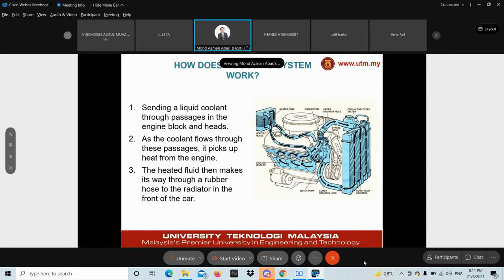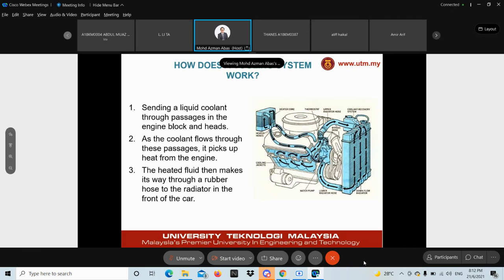So how does a cooling system work? Basically, it sends the coolant through passages in the engine block and also the cylinder head. Most importantly, it has to go through the cylinder head, because the cylinder head has the highest temperature compared to the other components. As the coolant flows through these passages, it absorbs heat from the surface of the components. The heated fluid then makes its way through rubber hoses to the radiator in the front of the car.